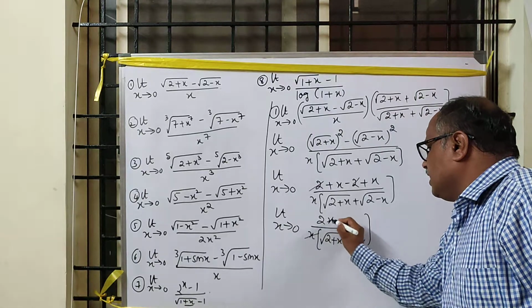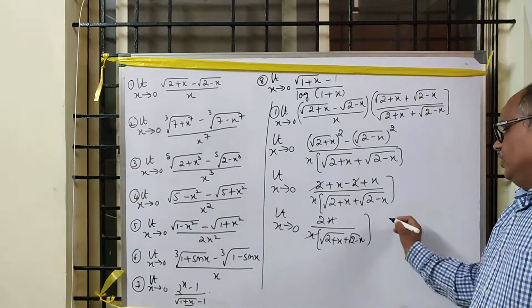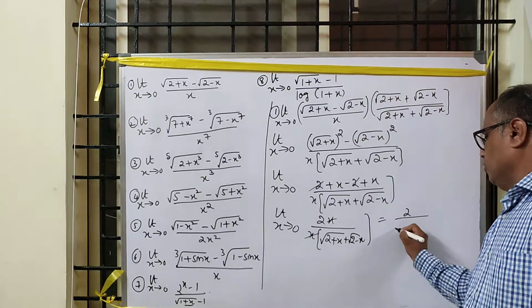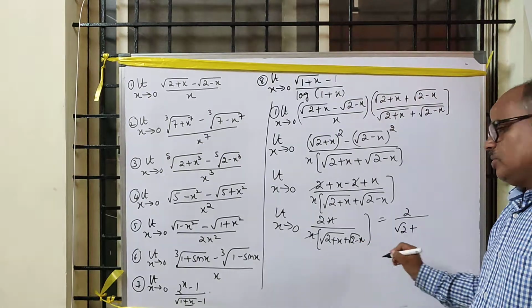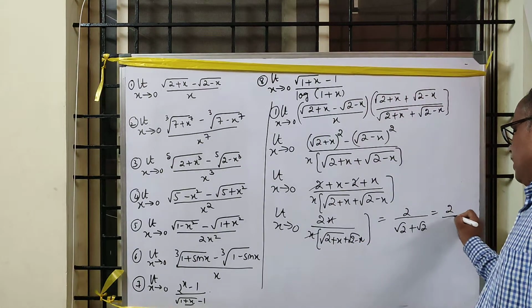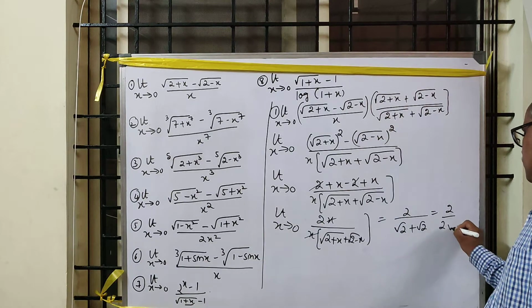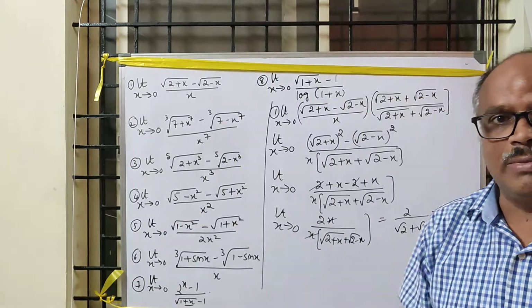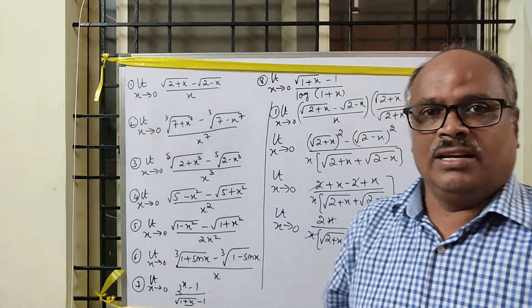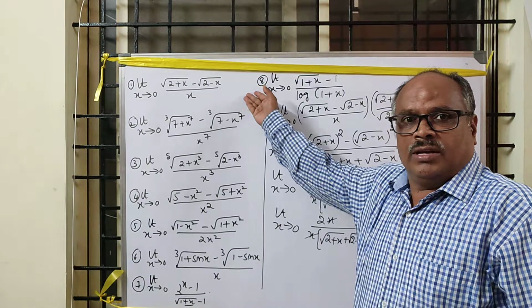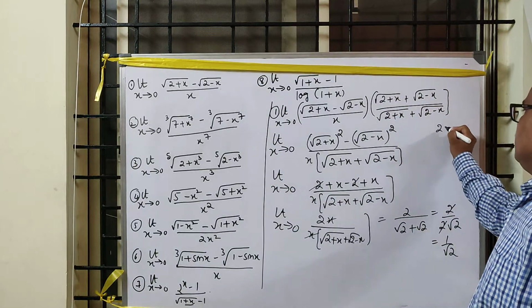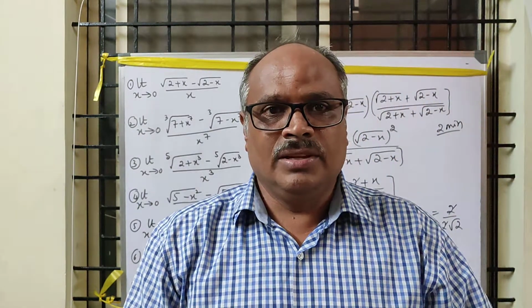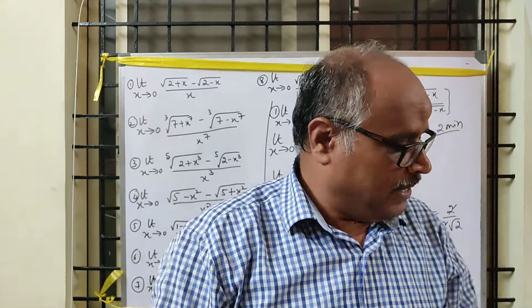Now x and x get cancelled. Substitute 0 where there is x. Then 2 plus 0 is 2, so root 2, and 2 minus 0 is also root 2. So 2 divided by root 2 plus root 2 is 2 divided by 2 root 2. The 2s get cancelled. The answer is 1 by root 2. This is the traditional method. In the traditional method, solving this problem may take 2 minutes. In competitive examinations, we solve this type of problem by the shortcut method.